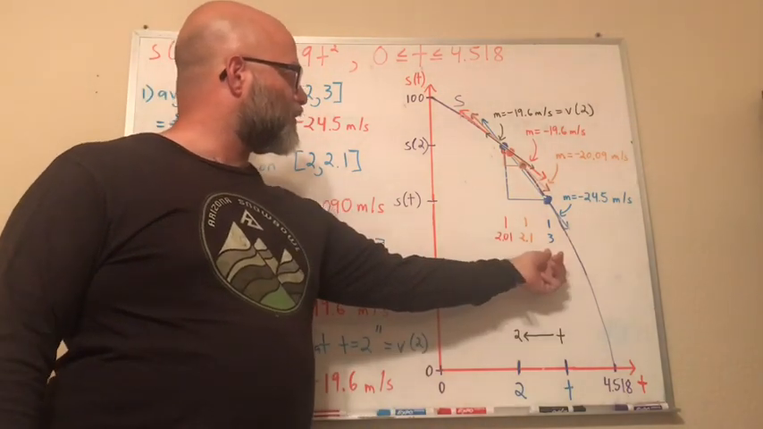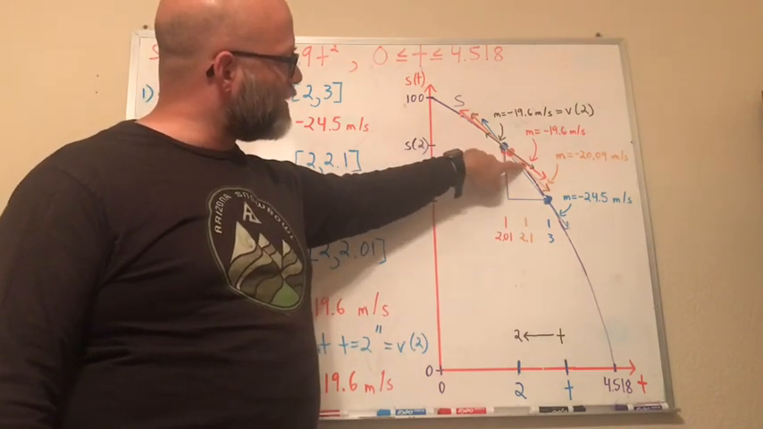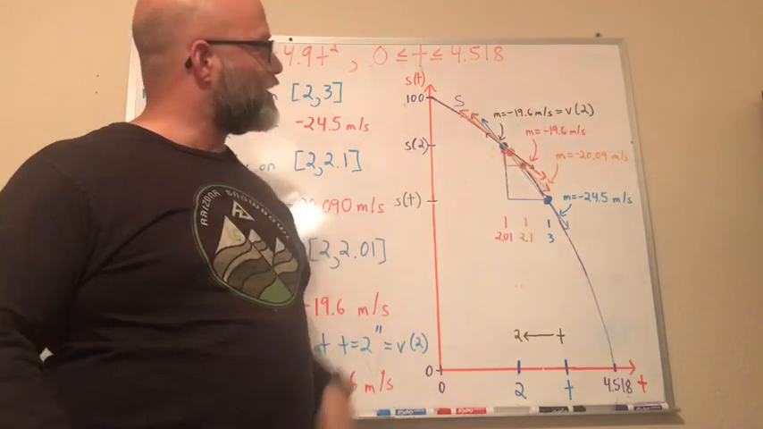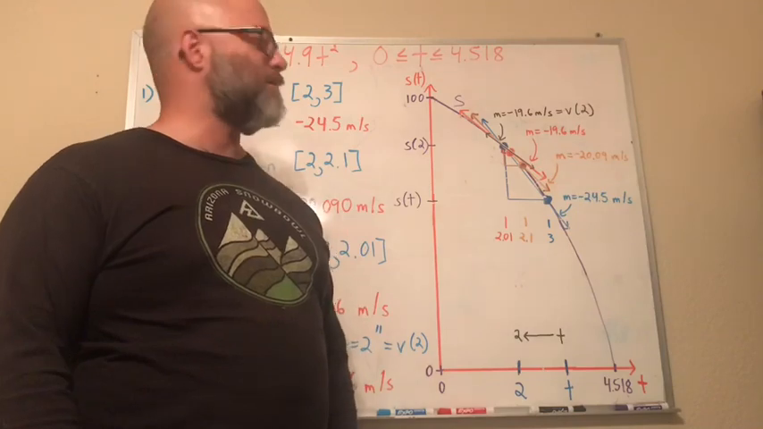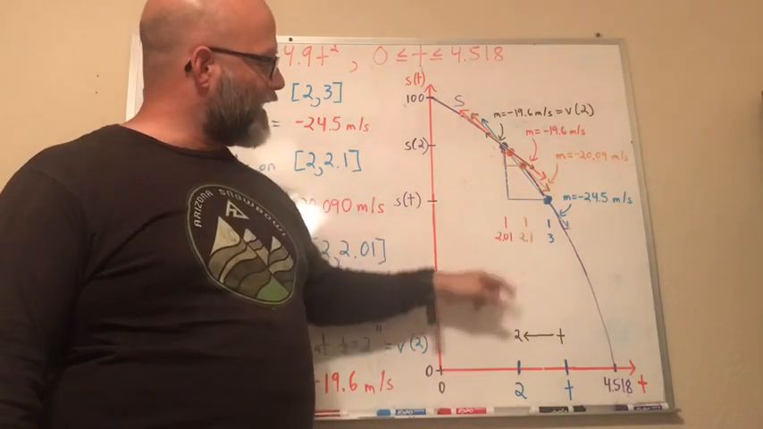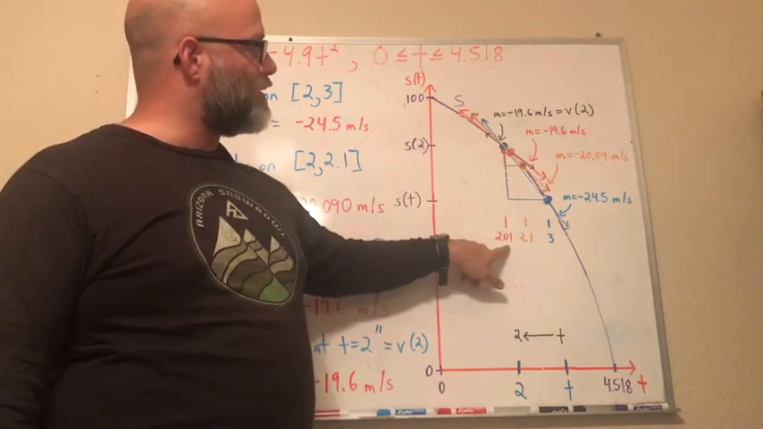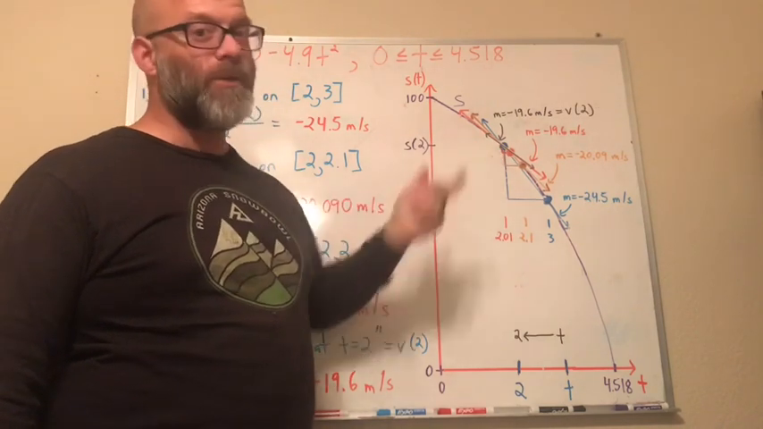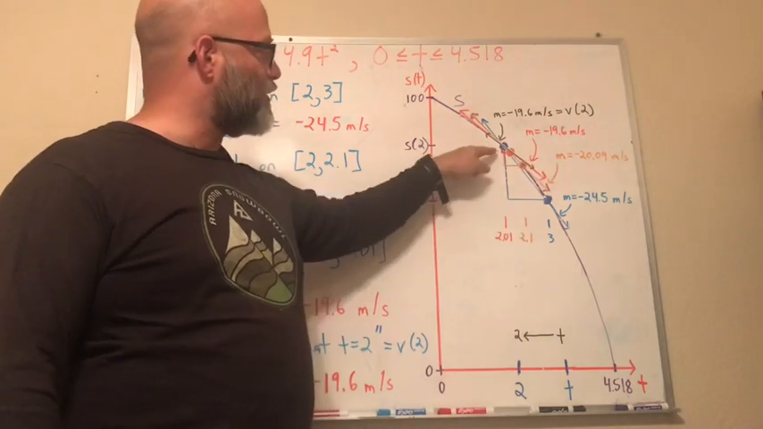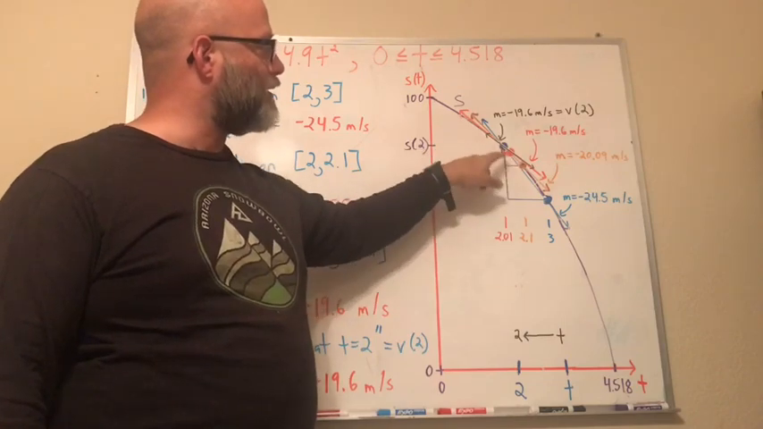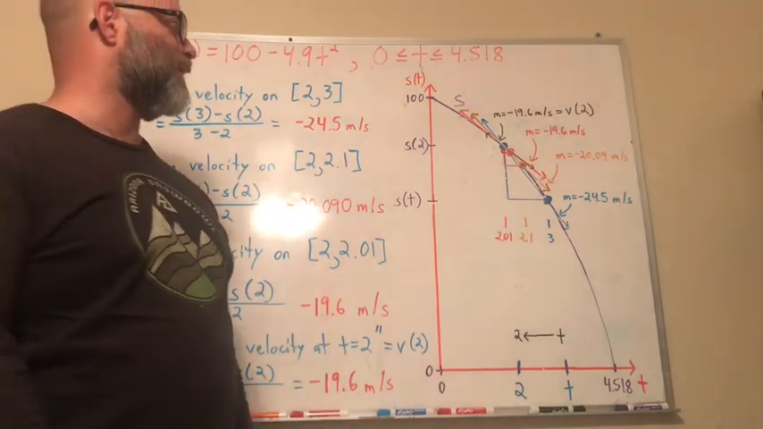Or I can move a little closer to 2 and stick in 2.1. If I stick in 2.1, these 2 points right here yield this orange secant line, and I'll get a slope of negative 20.09 meters per second. But if I get even closer to 2, like the red point, 2.01, the 2 points are really close, only 1/100th of a second apart. I'm going to get this red line going through these 2 points, with a slope of negative 19.6 meters per second, which will be the average velocity over that interval.